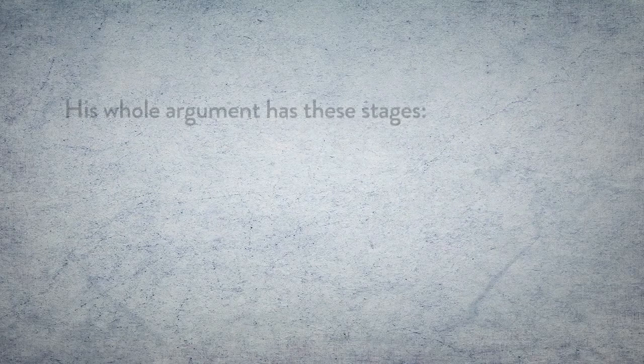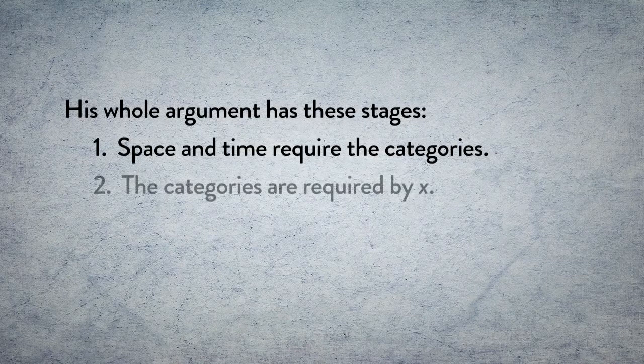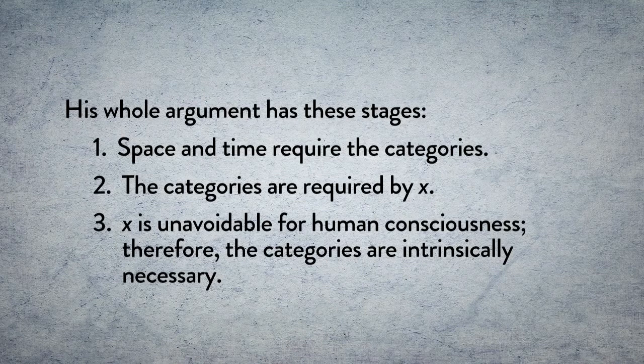His whole argument has these stages. Space and time require the categories. The categories are required by X. X is absolutely unavoidable for a human consciousness, and therefore, the categories are intrinsically necessary. And you can be guaranteed they'll operate as long as X goes on, and X is assured. Now you see why he would regard this as crucial, because that's the X on which his finale depends.